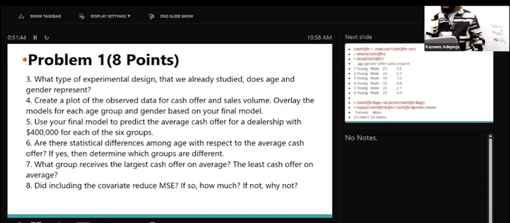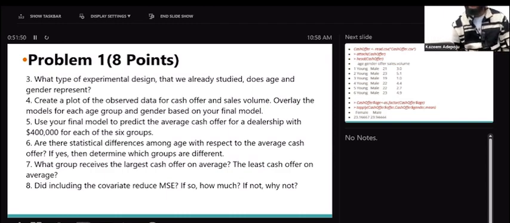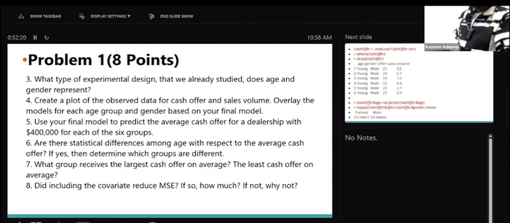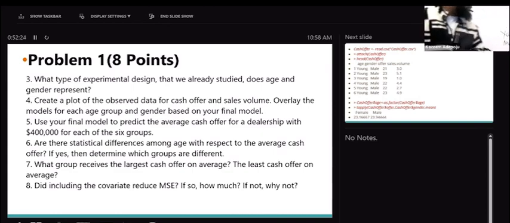Question 5, you are conducting the ANOVA because of the fact that the covariate is included. Question 6, are there statistical differences among age with respect to the average cash offer? That now depends on what you have in your ANOVA model. Like I said, in your ANOVA there's going to be linear regression. There's going to be ANOVA. So in the ANOVA model, see whether age is significant or not. Then what group received the largest cash offer? That now depends on, for the 6 groups, you already have their average. After doing all this, which one has the highest? Which one has the lowest?